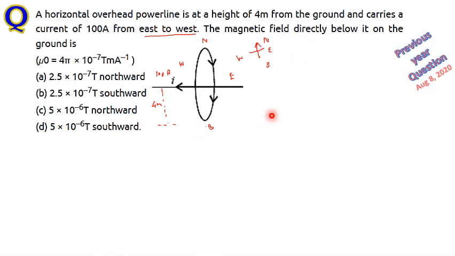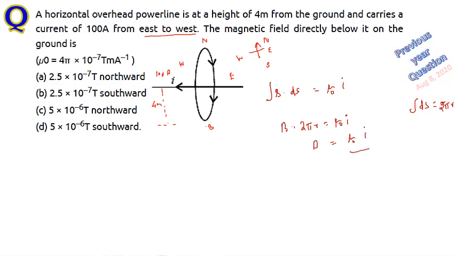Let me tell you this concept. The integral of B dot dl is equal to mu naught into I. Now B into the integral of dl, which is in a circular shape, so the integral of dl is 2 pi r, the circumference. So instead of dl, I mention 2 pi r, and that is equal to mu naught into I. From this, B is equal to mu naught I divided by 2 pi r.